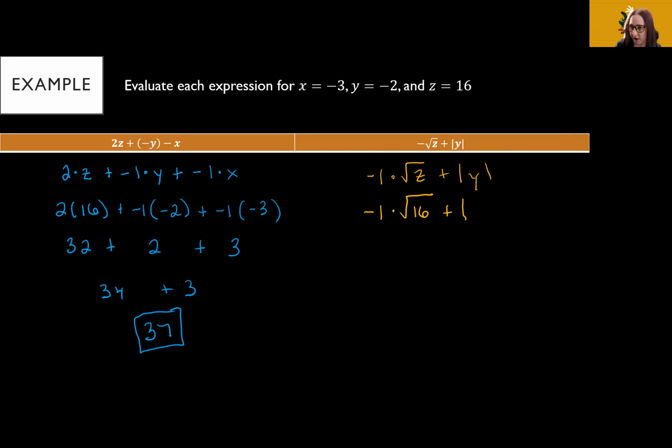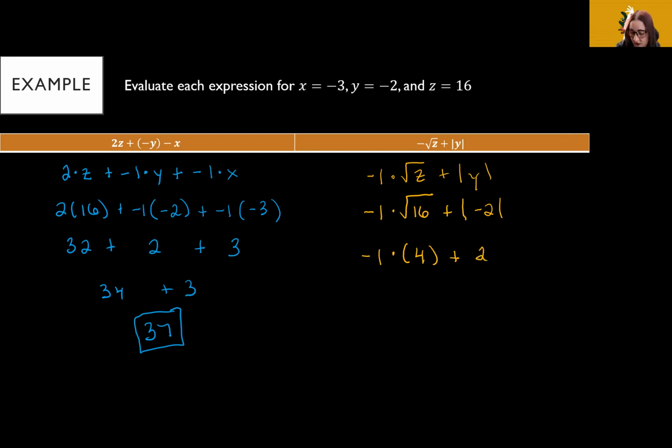So I got absolute value of y, so that is negative 2. So when you've got this going on, we're doing the square root first, and I can actually do the absolute value at the same time. So the square root, so I've got negative 1 times, and then the square root of 16 is 4. So I'm going to have negative 1 times 4. And then the absolute value of negative 2 is positive 2.